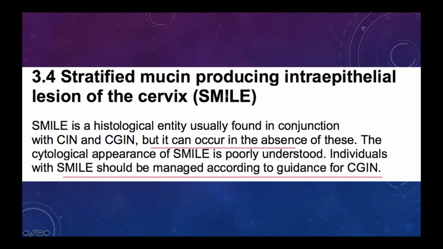So the take home message: if you find SMILE along with CIN or CGIN, your treatment path will not change. Everything will be the same as what we have discussed. If you see SMILE, just see if CIN is there, then do test of cure or treat according to the CIN pathway. If it is SMILE plus CGIN, you have to do according to CGIN. This is newly added in the guideline, therefore I have put it here. Is the thing clear about SMILE? This is a new thing.